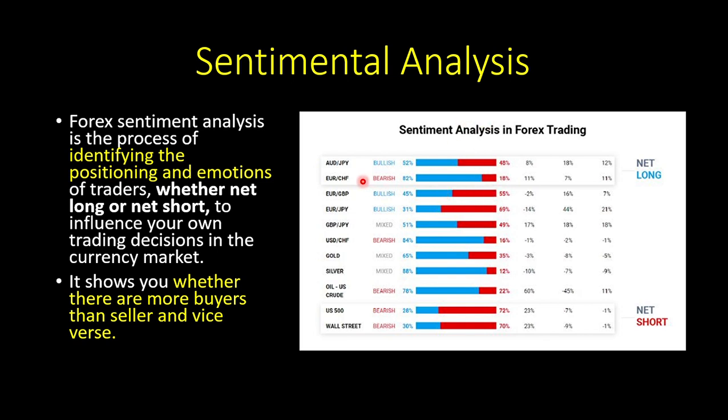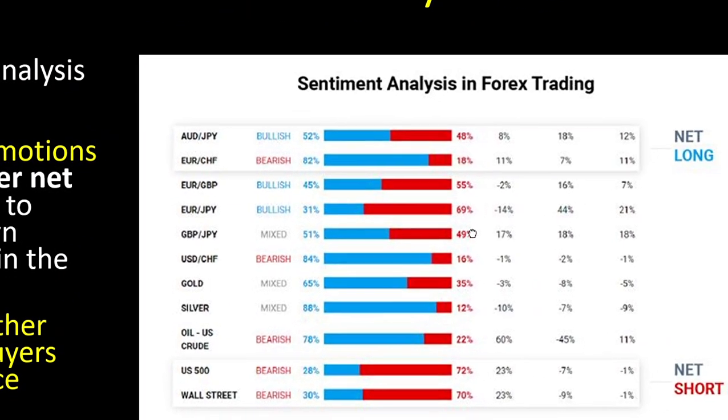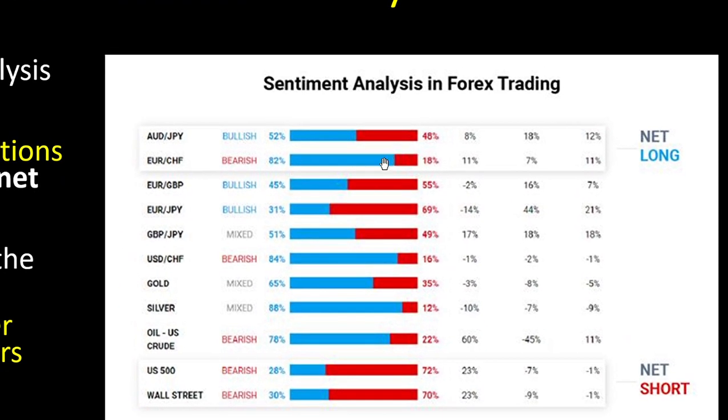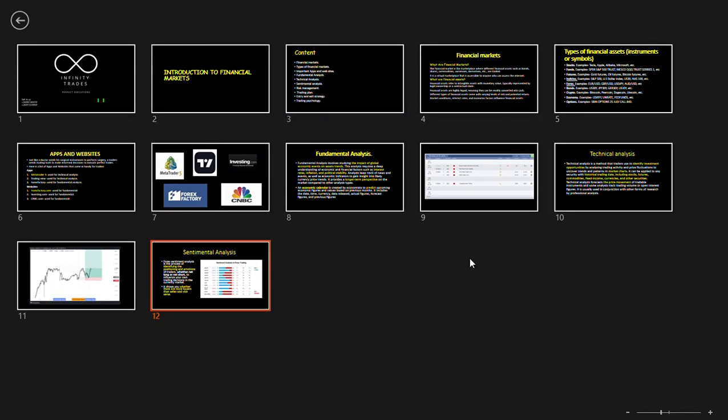You would want to trade something like this. This is Euro versus CHF. There are 82 traders who are bullish, and there are only 18 traders who are going short. So this means this has volume. Price is going in a certain direction because there is clearly an imbalance.